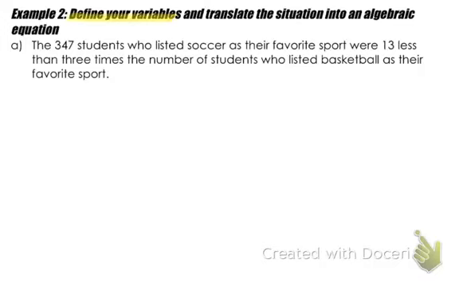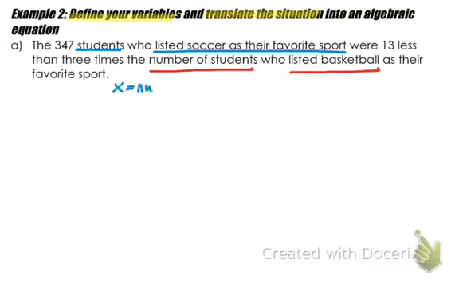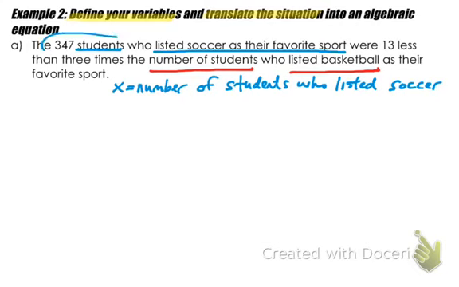We know that we're talking about students and their favorite sports. Well, the two sports we're talking about are soccer and basketball. So the first variable, x, would be the number of students who listed soccer as their favorite sport. And the second would be the number of students who listed basketball as their favorite sport. So x equals the number of students who listed soccer, which was actually 347. And then the number of students who listed basketball could be your y variable.